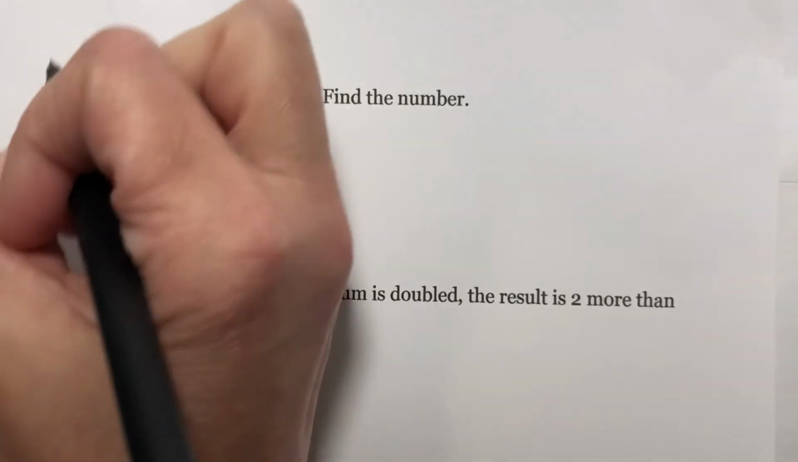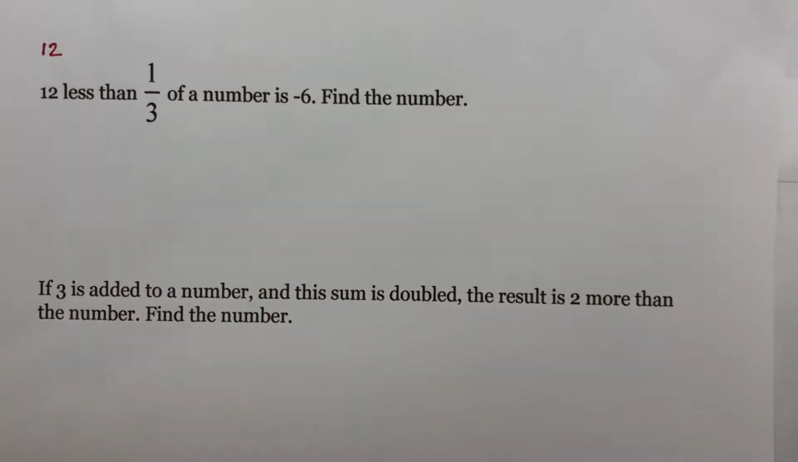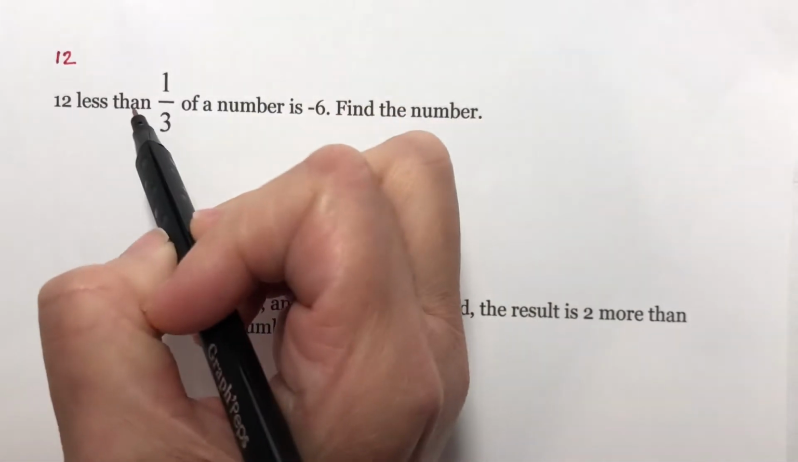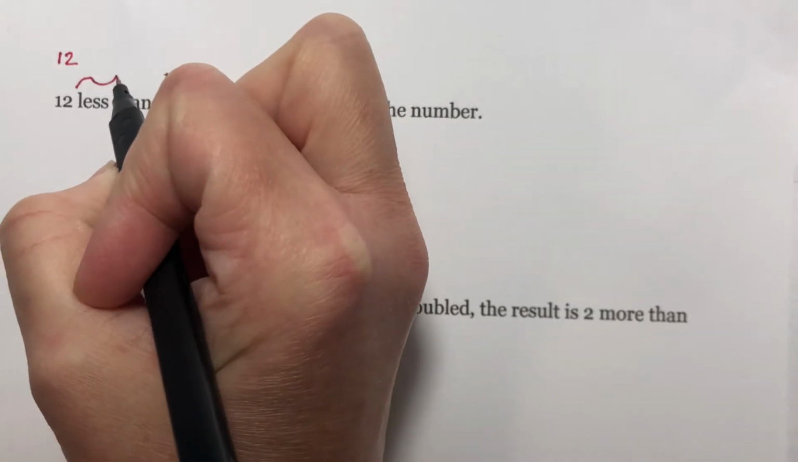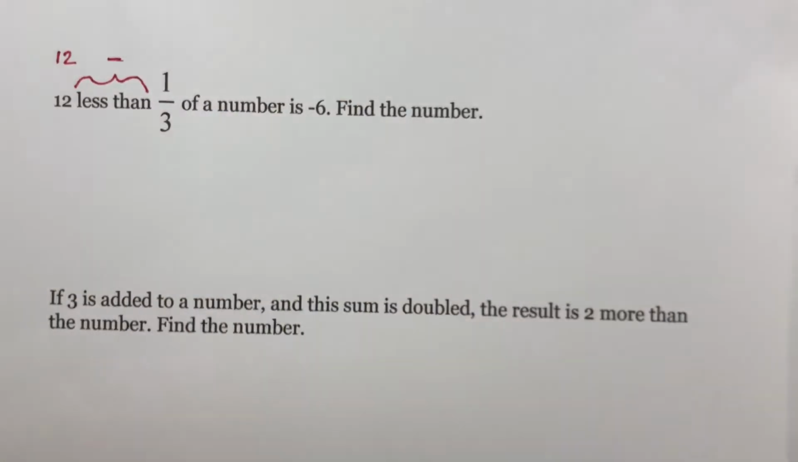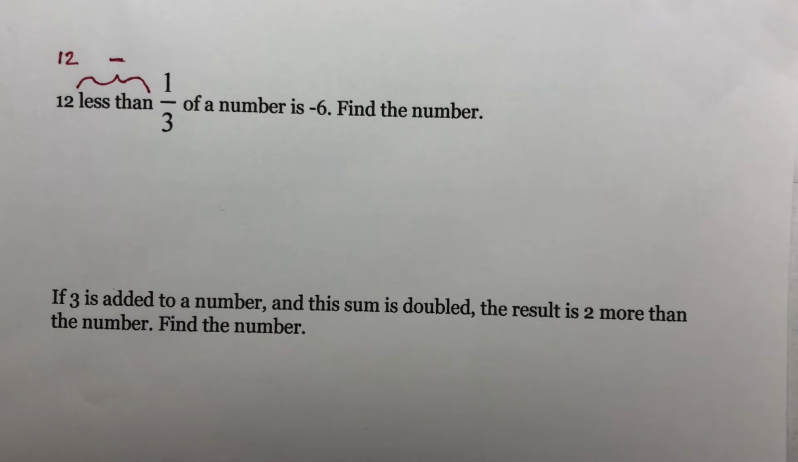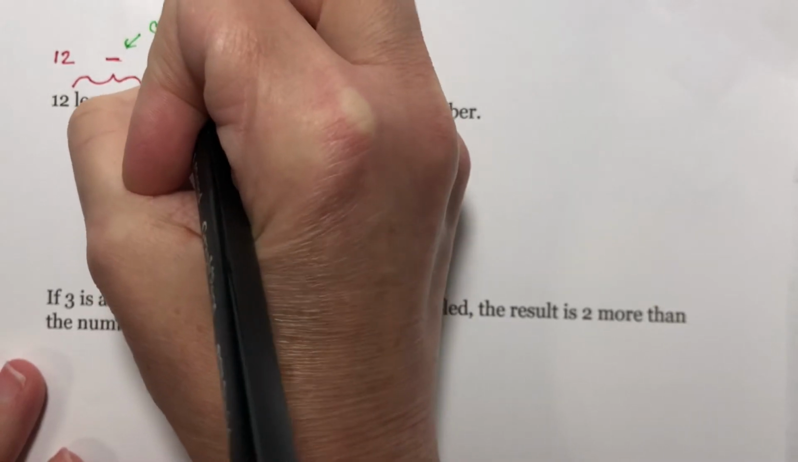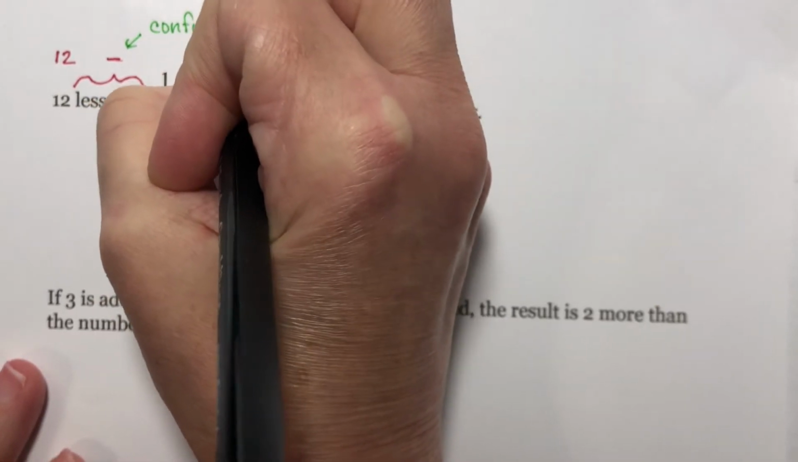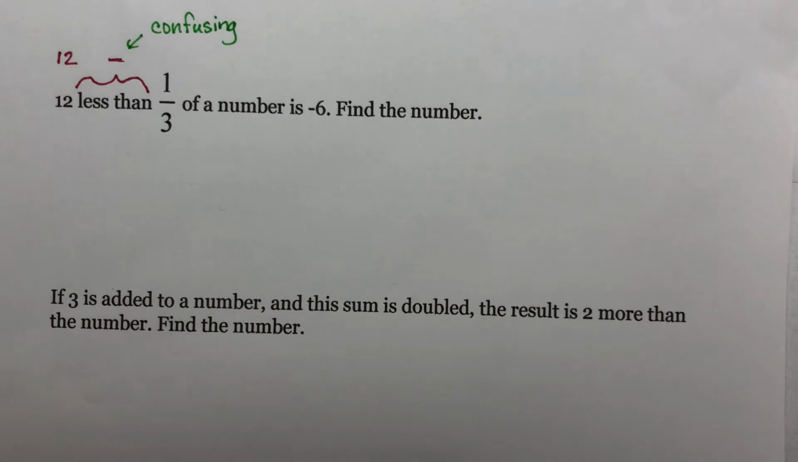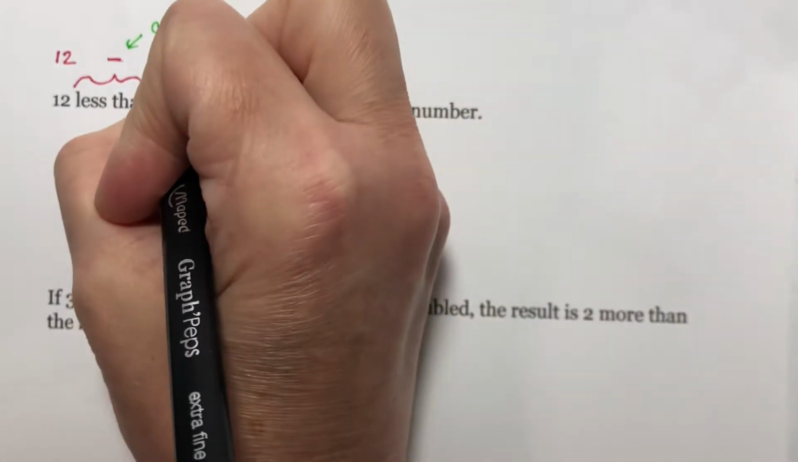12 is, of course, 12. Less than implies subtraction. Now with subtraction, every time we have a translation problem with a subtraction, this can be confusing. We'll talk about how to figure it out and what makes it confusing in just a second, okay? 1/3 is, of course, the number 1/3.